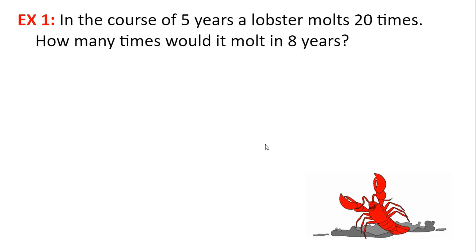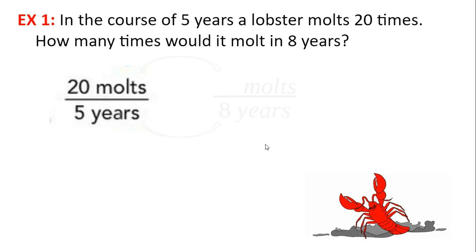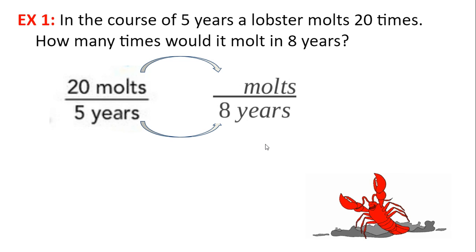Example 1 says, in the course of 5 years, a lobster molts 20 times. How many times would it molt in 8 years? I'm going to start off by writing my ratio, 20 molts in 5 years, or my rate. Now, if I could go directly from 5 years to 8 years, I could solve my problem, but I don't know what to multiply 5 by to get to 8. So instead, I'm going to find the unit rate first, and then I'll use the unit rate to find the amount in 8 years. Go ahead and think to yourself, how would I solve this problem?